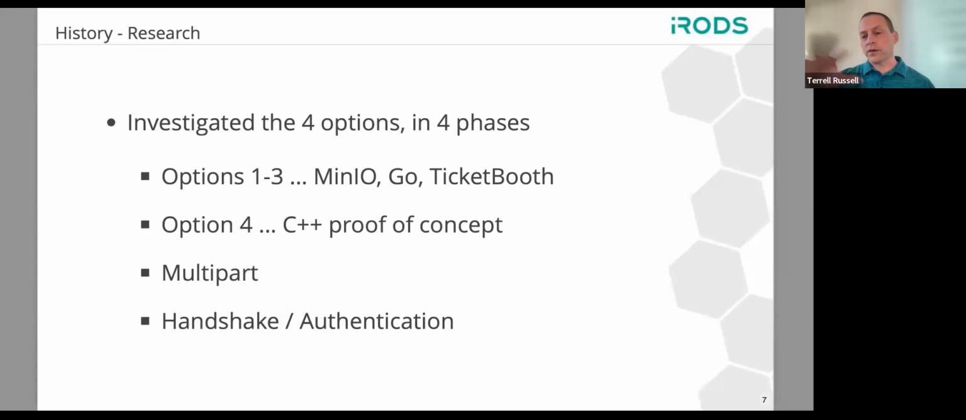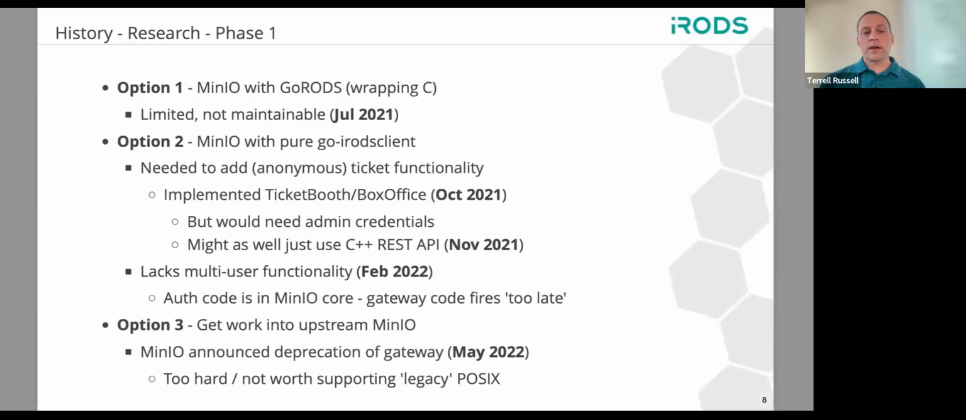Options one through three were these other things. Option four was our own proof of concept for C++, and then to talk about the other pieces that we investigated. So phase one was looking at these other three options. It turns out that MinIO with GoRODS was not really going to be maintainable. We wanted something in pure Go. Option two was going to do that, but after iterating a few times, it looks like it might as well just use the C++ REST API that we had. So that wasn't terribly interesting to do that work.